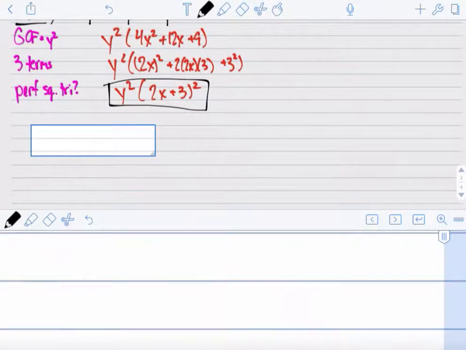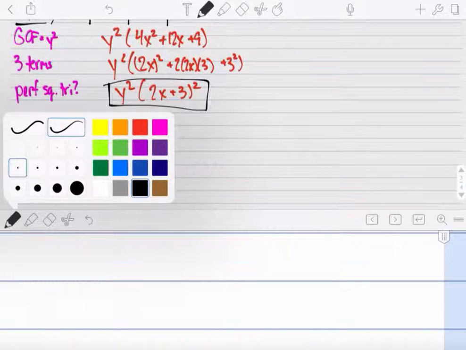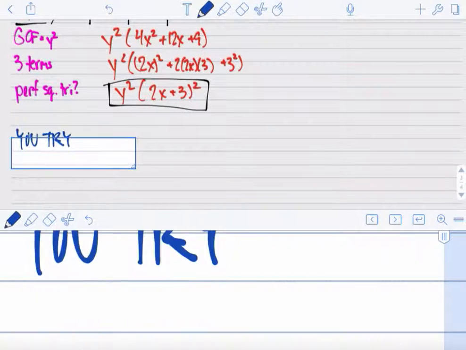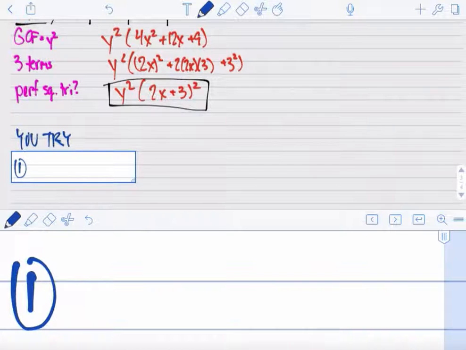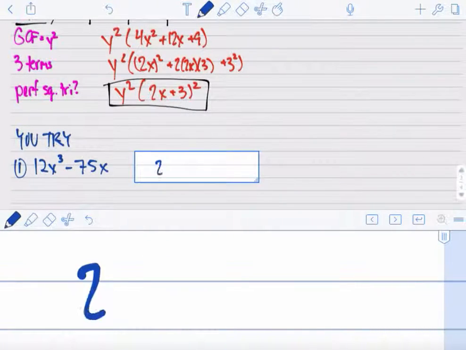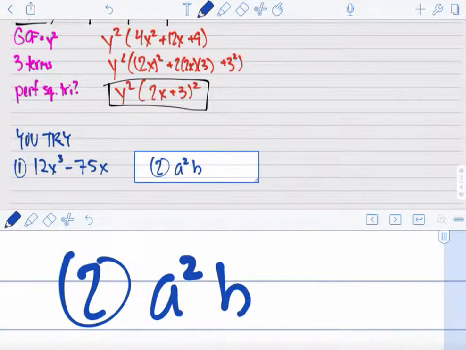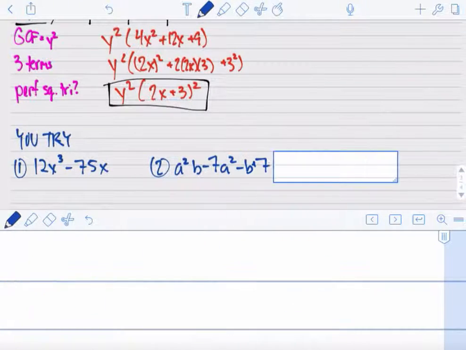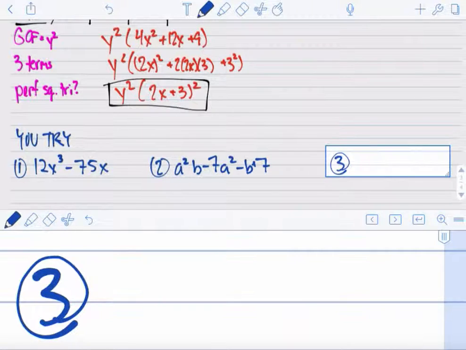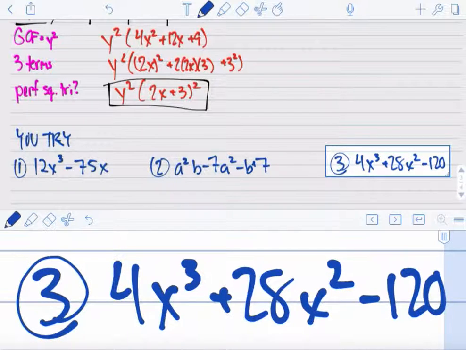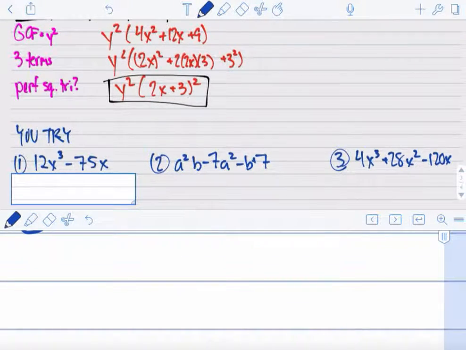Here's where we do the you-try part. I'm going to put up 3 problems for you to try, then you pause it and try the problems, and then I will come back and check them. 12x cubed minus 75x, that's x cubed, not x squared. a squared b minus 7a squared minus b plus 7, and 3, 4x cubed plus 28x squared minus 120x. Pause it.